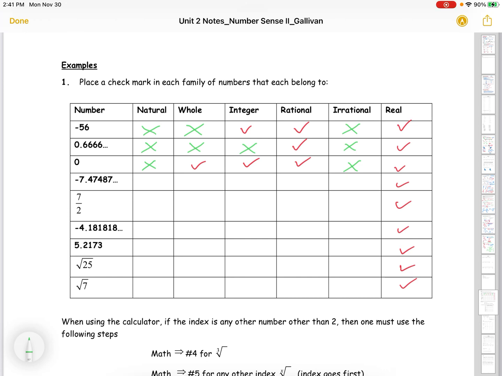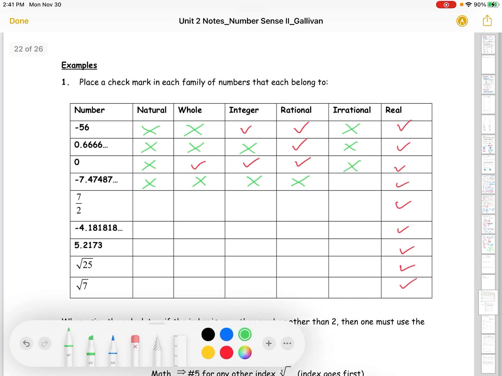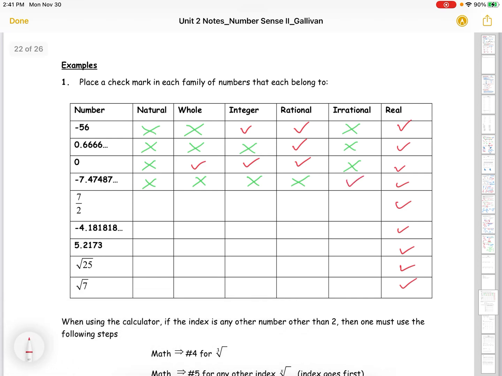Negative 0.4874 or 478, negative 7.47487 ... The ... means it goes forever. Well, we know it's not natural, and it's not whole, and it's not an integer. Okay? It's whether it's rational or irrational. This one would not be rational because it's a non-repeating decimal with no end in sight.